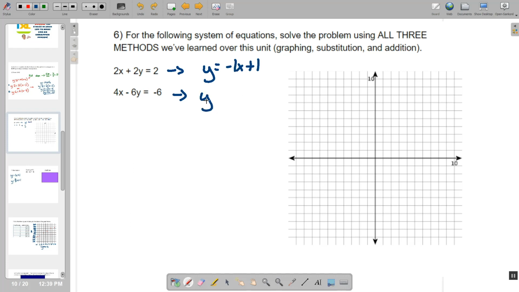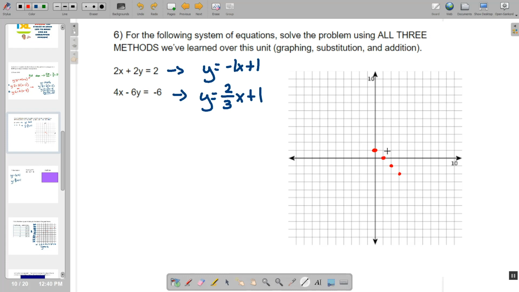And if you need help converting it to slope-intercept form, look back at the last few questions that we ended up doing. So what I ended up getting here is positive 2/3, but it could have also been 4/6. So the first line we're going to graph in red. So that's going to be here.